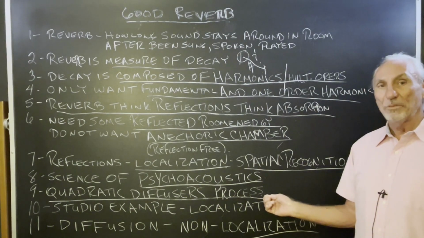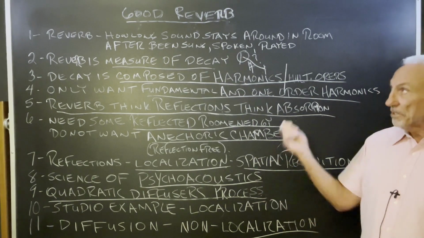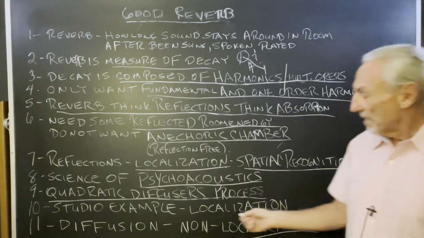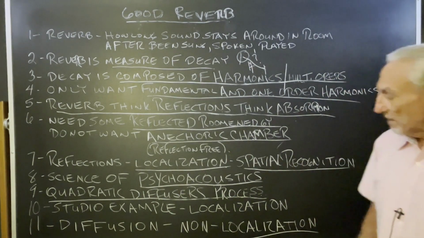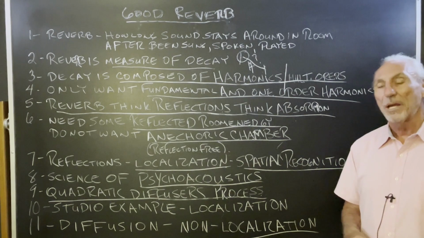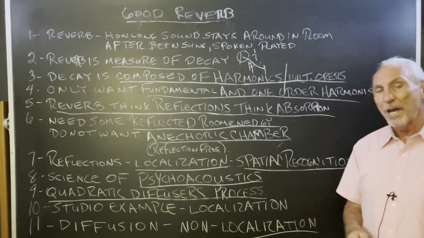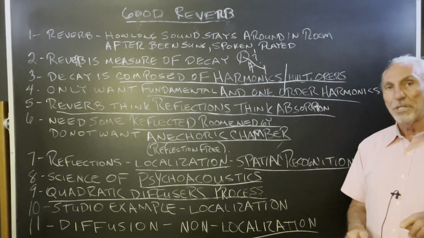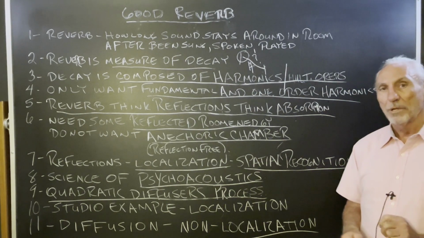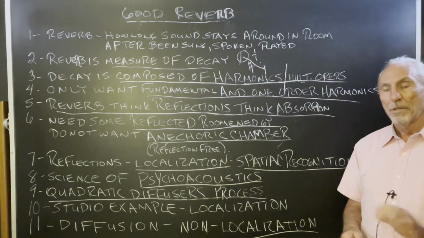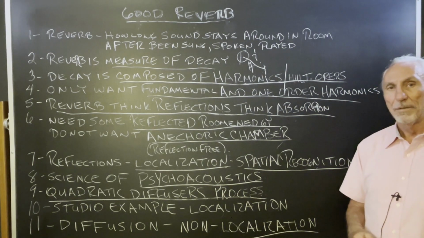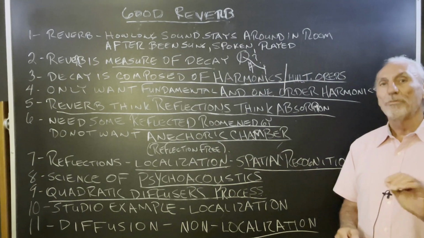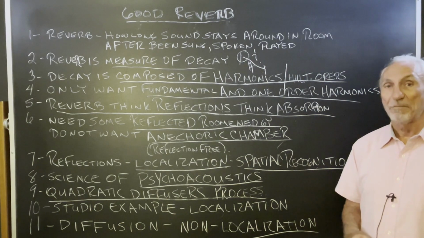Now, quadratic diffusion is another technology that we can use for reverb. Now, how does it work? Well, it helps us with non-localization. Let me give you an example in our studio in California. Our ceilings were 9 foot, two-dimensional quadratic. We put people in a listening chair. We blindfold them, play a few songs. First question: how far away is the ceiling? Now remember, it's 9 feet. The guesses were 11, 12, 13, and one time a guess of 15 feet.